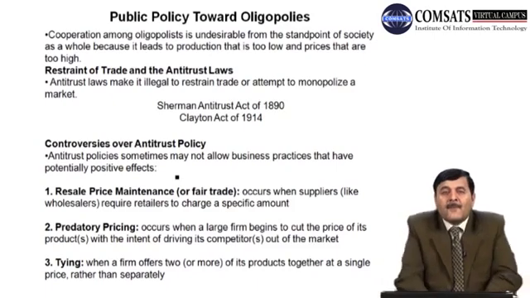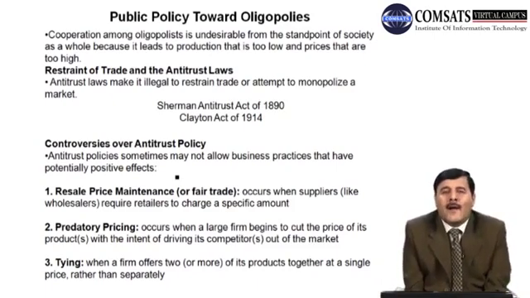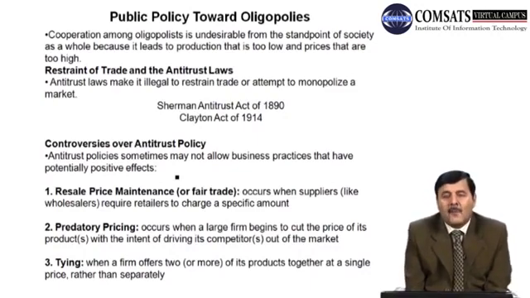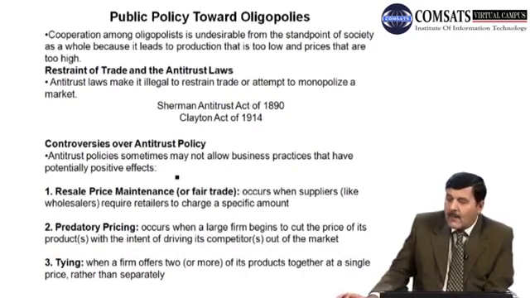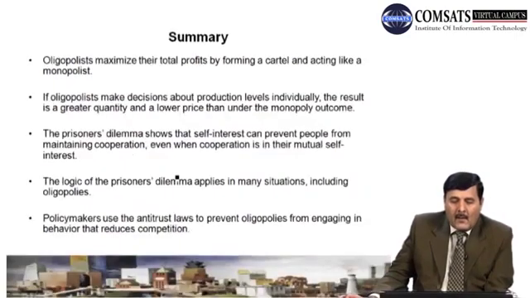So sometimes antitrust laws discourage some of the business practices which are good for the individuals, good for the customers, good for the country, and we have given few examples like resale price maintenance, we have talked about predatory pricing जिसकी हमने example भी दी, and we have talked about tying. So this is how the public policy or the antitrust laws can work in case of oligopolies.